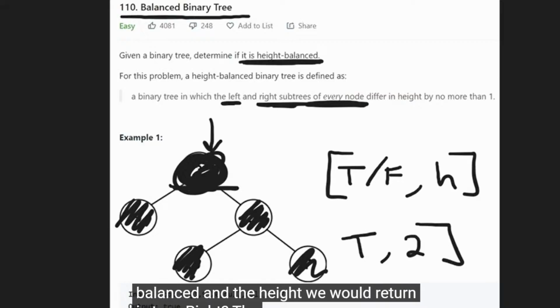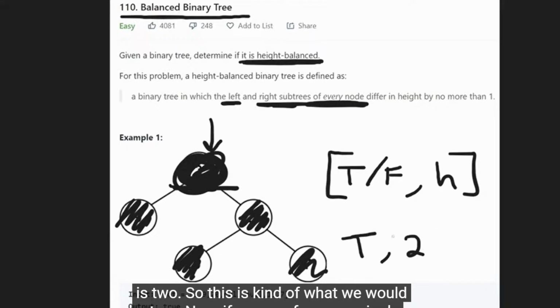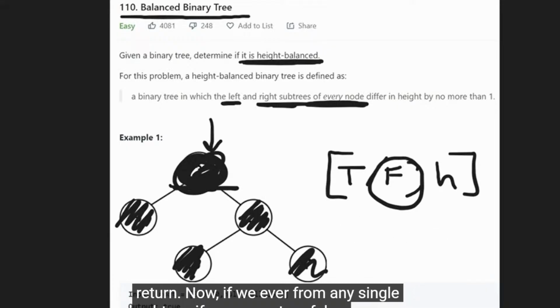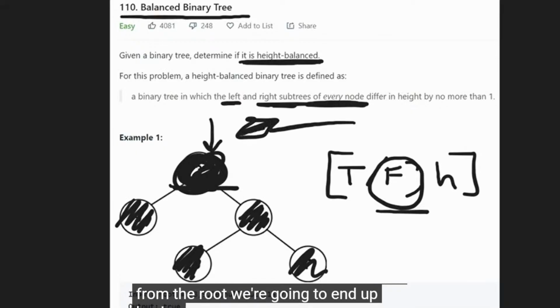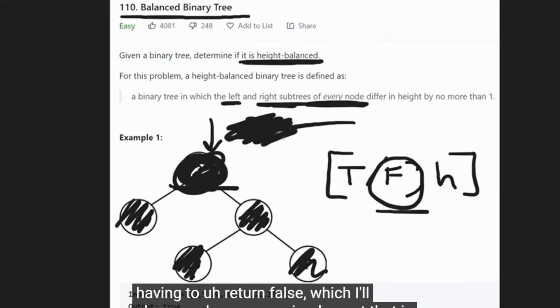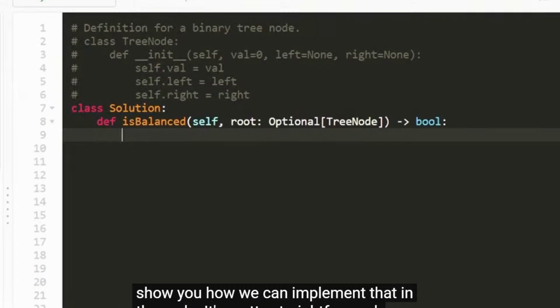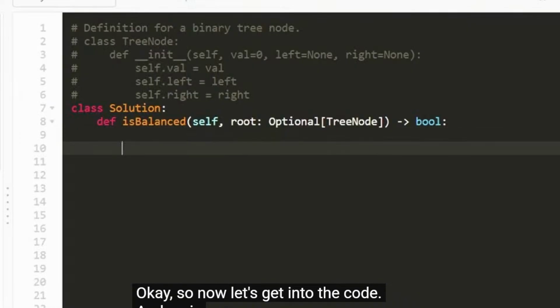The height of this subtree is 2, so this is kind of what we would return. Now, if from any single subtree we ever return false, that means we found at least one subtree that's not balanced. If we find even one subtree that's not balanced, that means from the root we're going to end up having to return false, which I'll show you how we can implement in the code. It's pretty straightforward.